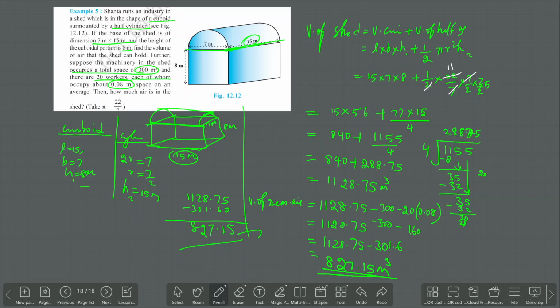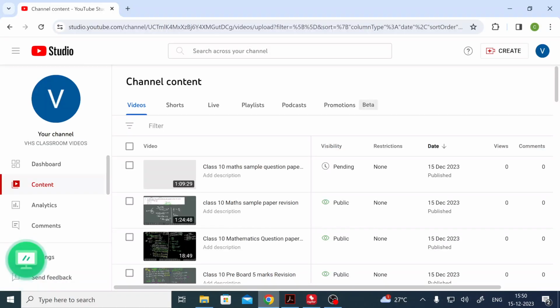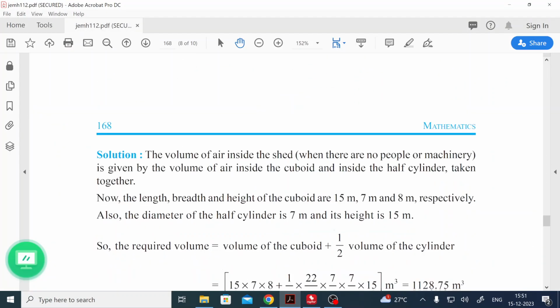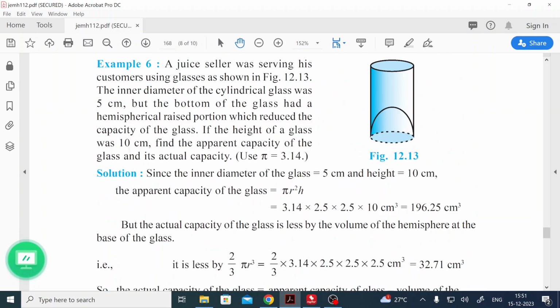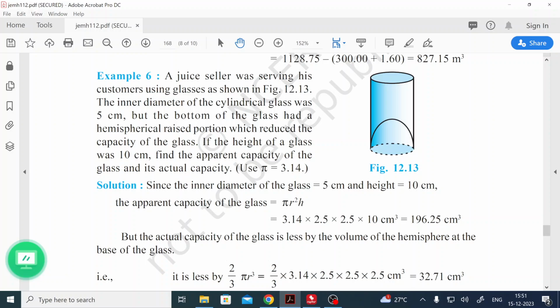Right. Now we are going to example 6. Example 6. Anyone have a doubt, Raja? This is what they have done here. Example 6. Anyone have a doubt here? Raise your hands. Only 3. Okay, I will teach you separately. Okay, this is very easy. The words apparent capacity, actual capacity, if you know that, you can do it very easily. Okay, right.